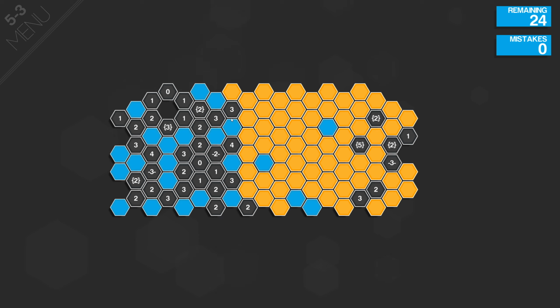Right. This 3, we can't know which of those. This 4, we can't know which of those. This 3, we can't know which of these. So over to the right-hand side of the puzzle now.